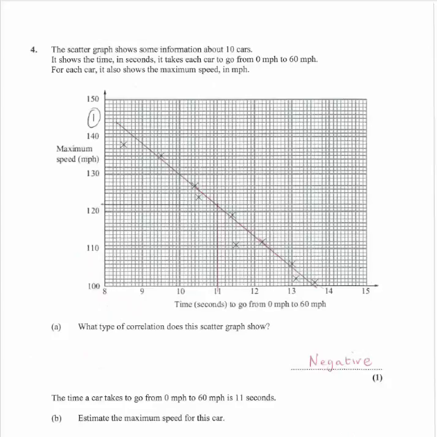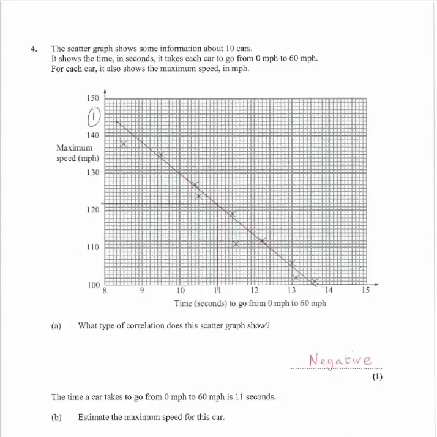Next question. We've got a scatter graph, got some information about cars, the maximum speed and the time it takes to go from 0 miles an hour to 60. What type of correlation does the scatter graph show? It shows negative correlation because the line slopes down. Be careful, negative correlation and no correlation aren't the same thing.